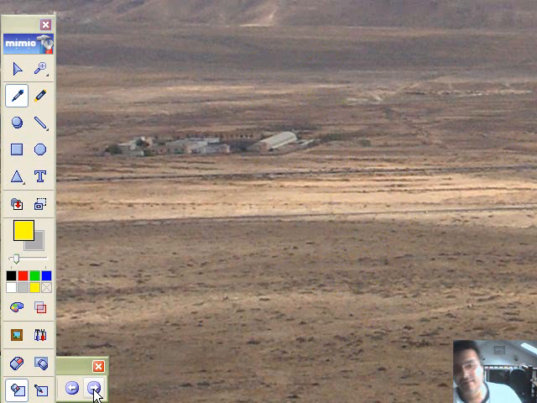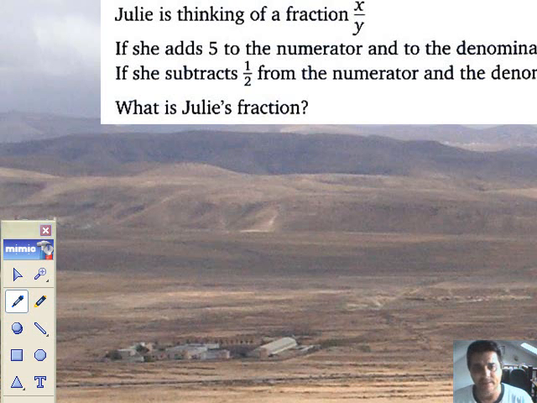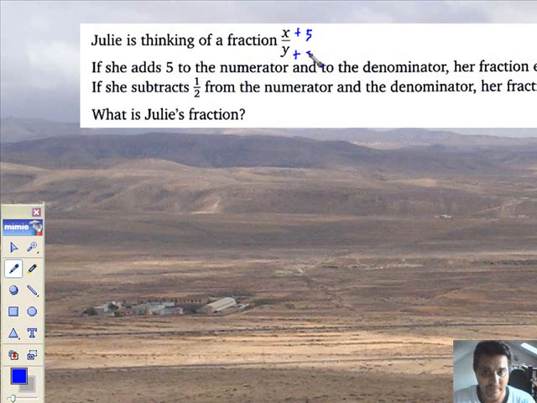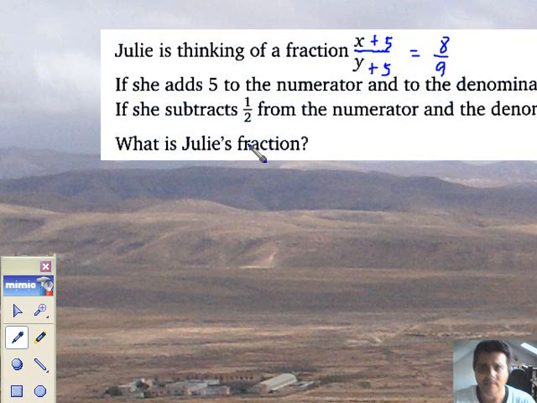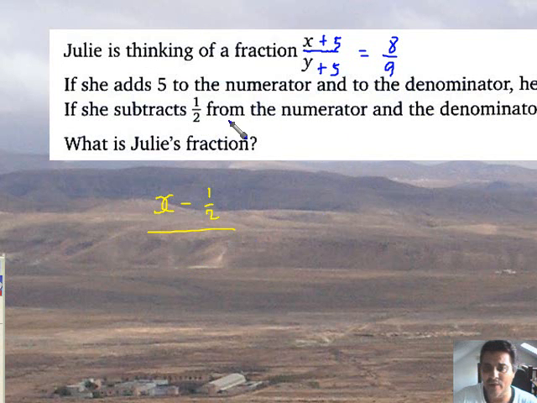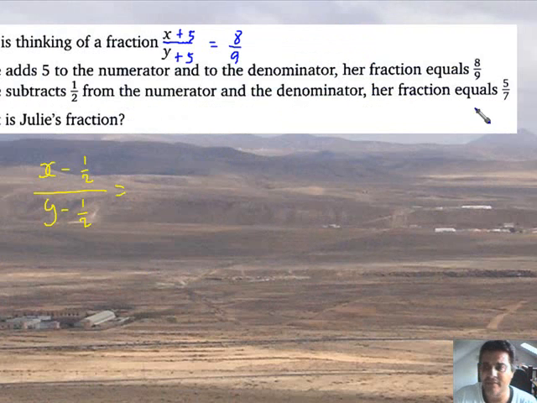Now, Julie is thinking of a fraction, bless her, x over y. If she adds 5 to the numerator, so if I can add 5 onto that bit, and to the denominator as well, 5 to that bit, she will get 8 over 9. If she subtracts a half from the numerator, x take away 1/2, divided by, again, subtract half from the denominator as well, y take away 1/2, she would get a fraction that's equivalent to 5/7.